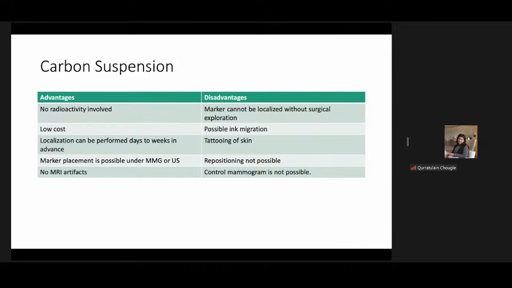Disadvantage is that the marker cannot be localized without surgical exploration. Possible ink migration is there, the tattooing of the skin. And again, like all the other markers, repositioning is not possible, and a control mammogram is not possible.